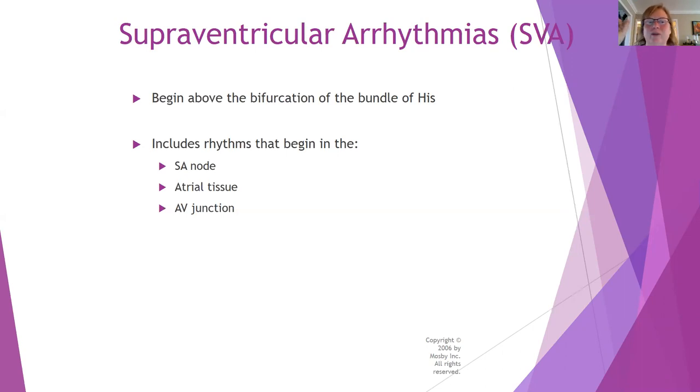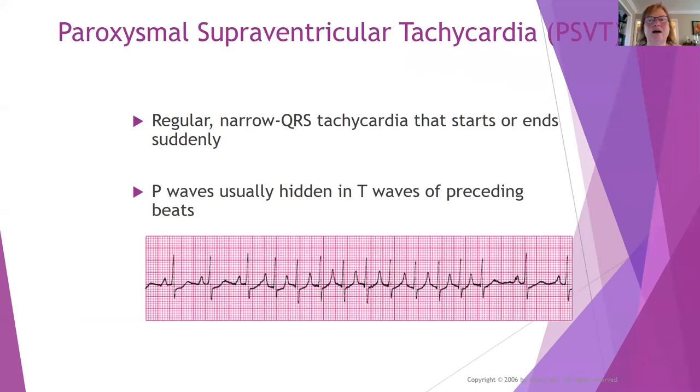So supraventricular arrhythmias are just above the ventricle, just at the very tip there, and they are above the bifurcation, so above where we bifurcate into left and right bundle branches. And so that can include rhythms that begin in all those places. Let's talk about paroxysmal supraventricular tachycardia. Such an interesting rhythm. So it's regular, it's a narrow QRS tachycardia, and it starts or ends suddenly.